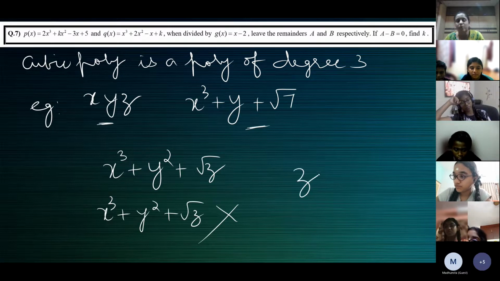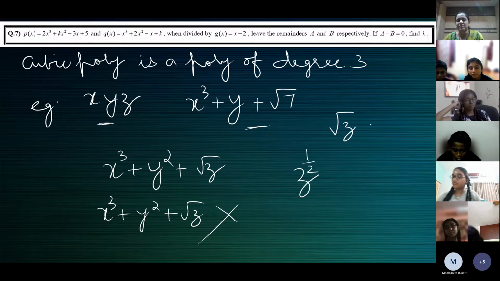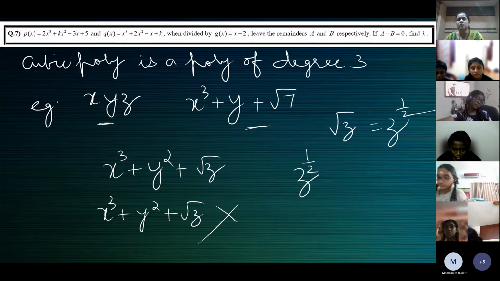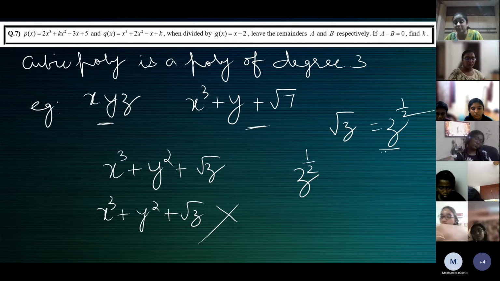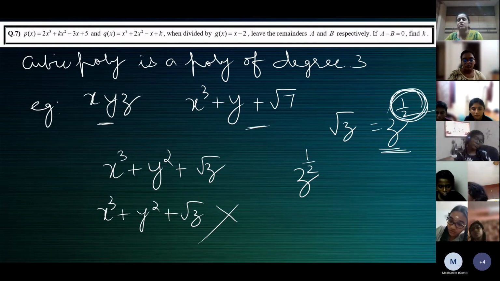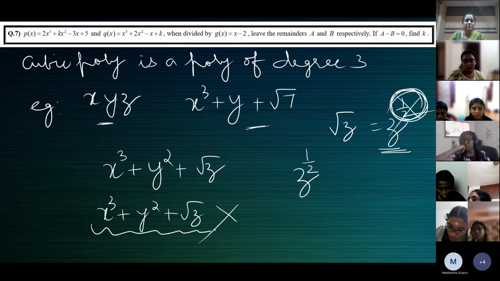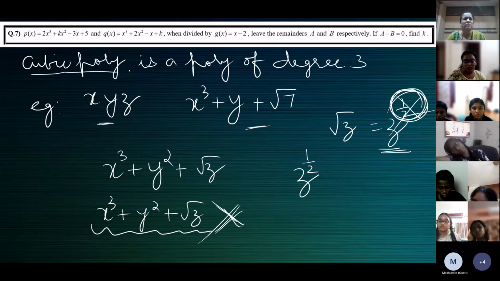Because z is a variable and the power of z is 1/2. Root z means z to the power 1/2. Z is a variable, so we are interested in the power of the variable. It's 1/2, not a whole number. So this one is only an algebraic expression. It is not a polynomial. If it is not a polynomial, how can you call it a cubic polynomial?